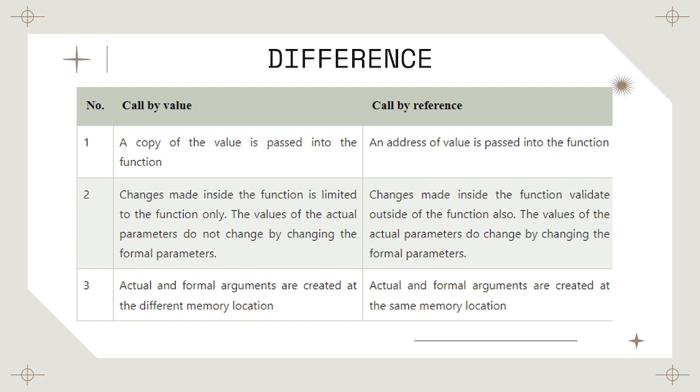The last difference is that in call by value, actual and formal parameters are created at different memory locations, whereas in the case of call by reference, actual and formal parameters are created at the same memory location.